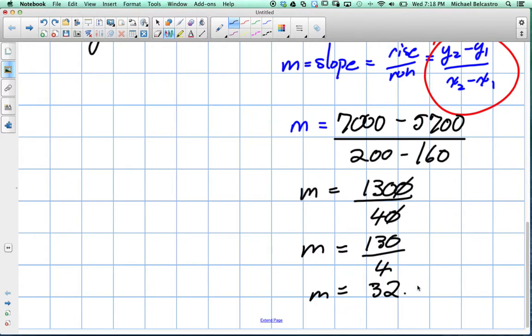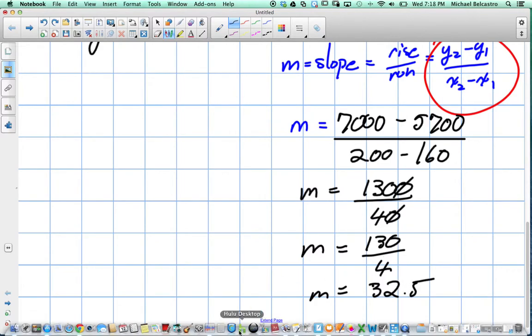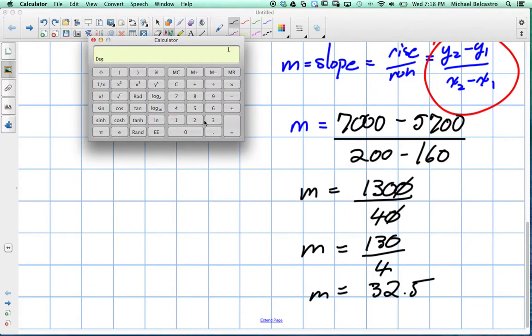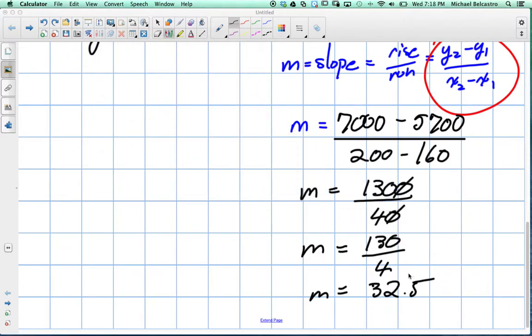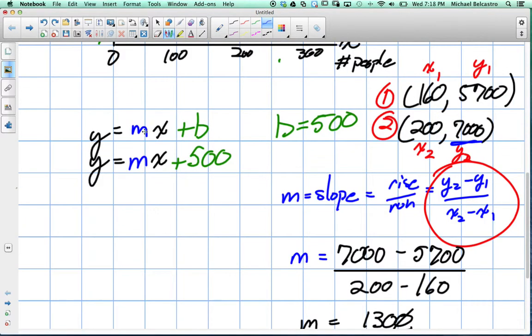32.5 is our answer. We're going to double check. 130 divided by 4 equals 32.5. Excellent. So that's our slope. Our slope is 32.5. In other words, that's what m is equal to. So we can now replace that number in the equation. y equals 32.5x plus 500.